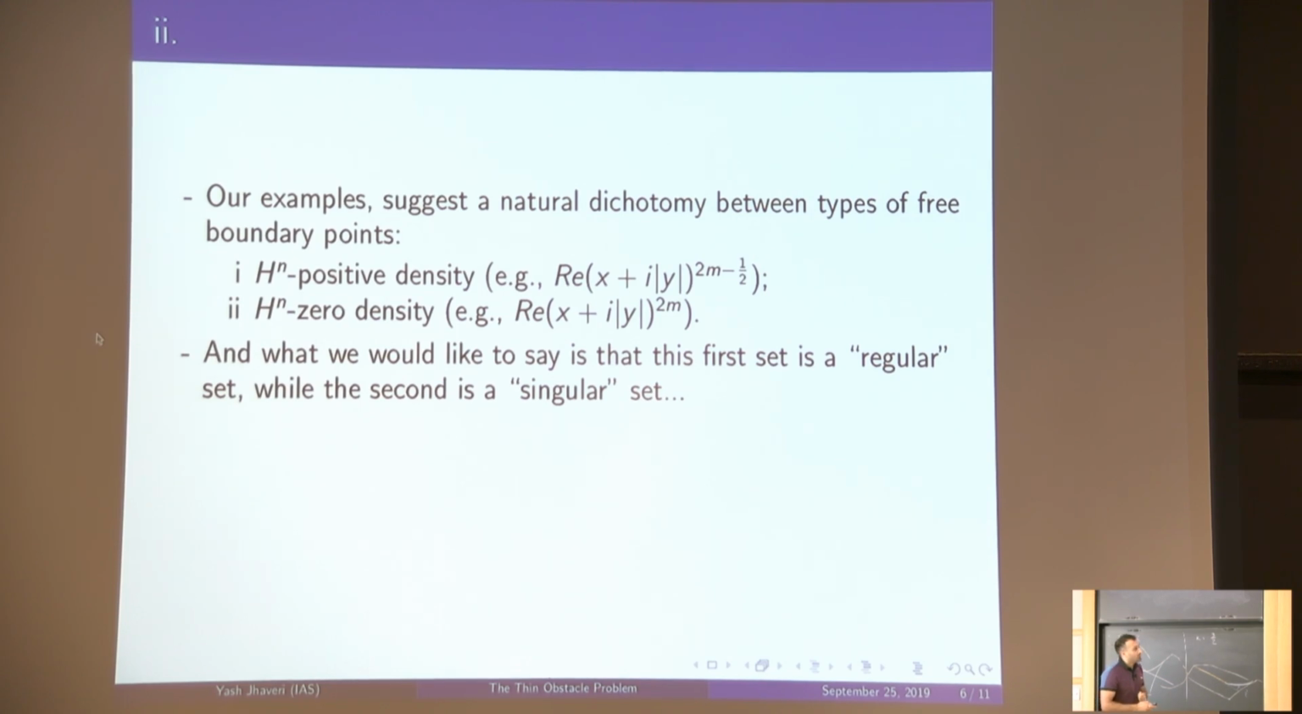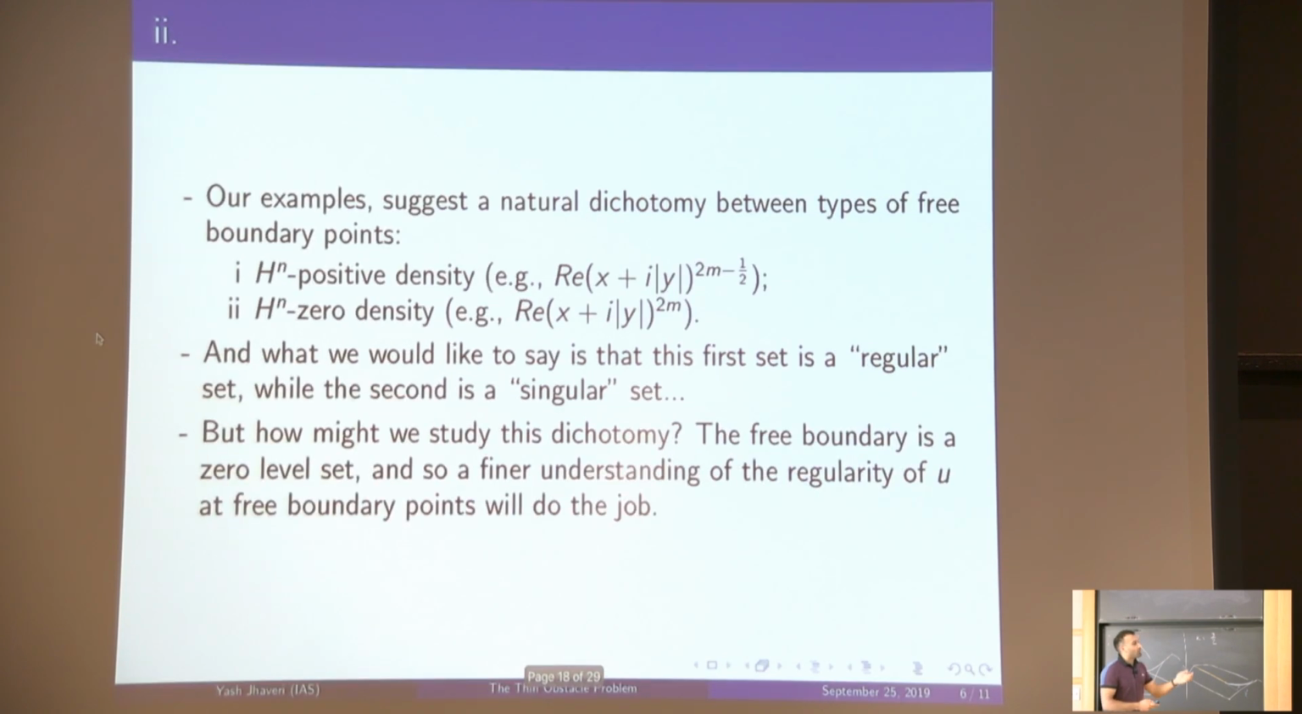All right? And you say, well, how do we go about studying this dichotomy? Right? And it turns out, if we think about what the free boundary is, it's just a zero-level set of a function. And so from that point of view, a finer understanding of the regularity at free boundary points, maybe an explicit Taylor expansion, will do the job. It's going to give us some understanding of the structure and regularity of the free boundary, via the implicit function theorem. Okay?